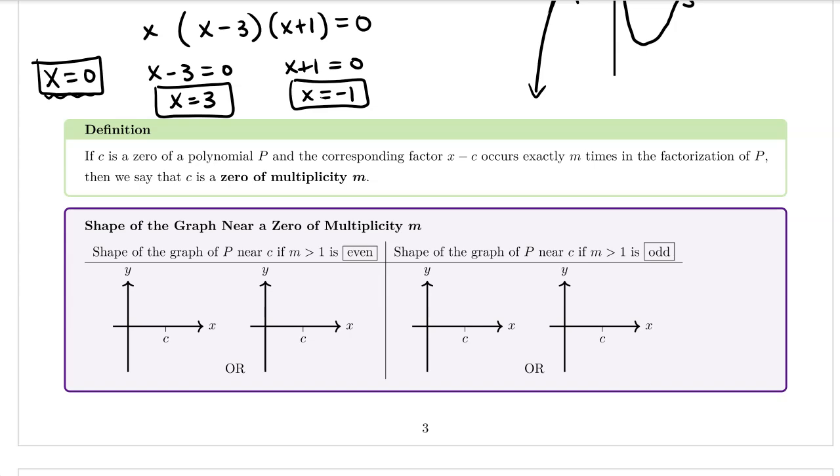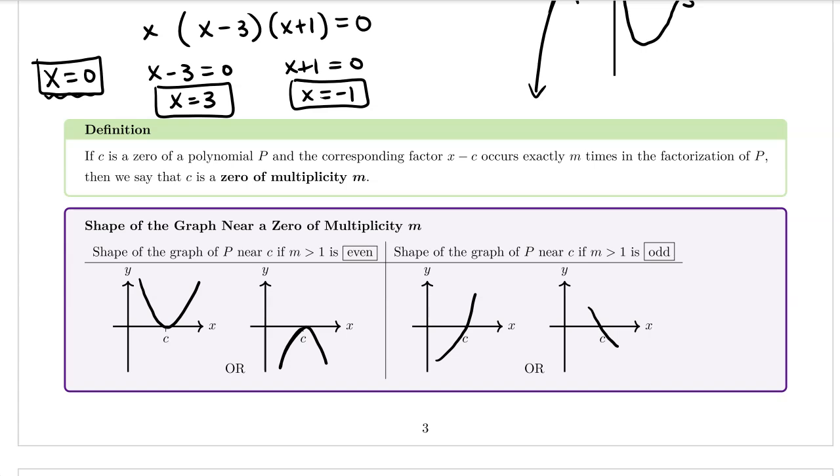If we have a zero that is positive and even, then the graph near that zero is either going to look like this or like this. So in other words, it kind of touches the x-axis and then bounces back. If we have a zero and its multiplicity is odd, then that means the graph is going to go through the x-axis and look either something like that or something like that.